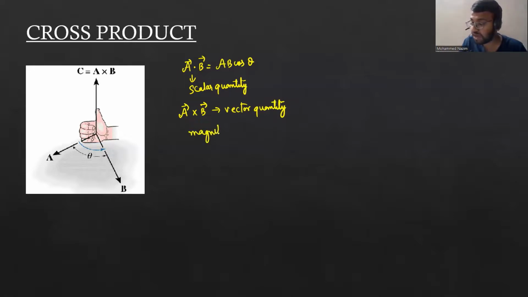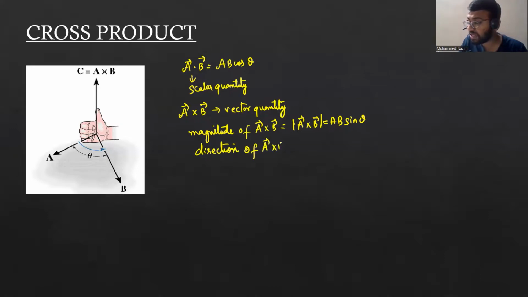So first we'll write the magnitude of A cross B. Magnitude of A cross B is nothing but, we can write it like this, modulus of A cross B, and that is nothing but A into B into sine theta. Theta is angle between A vector and B vector. Direction is very, very important. Now, what is the direction of A cross B? Since it is giving us a vector quantity, let us say that is C vector.